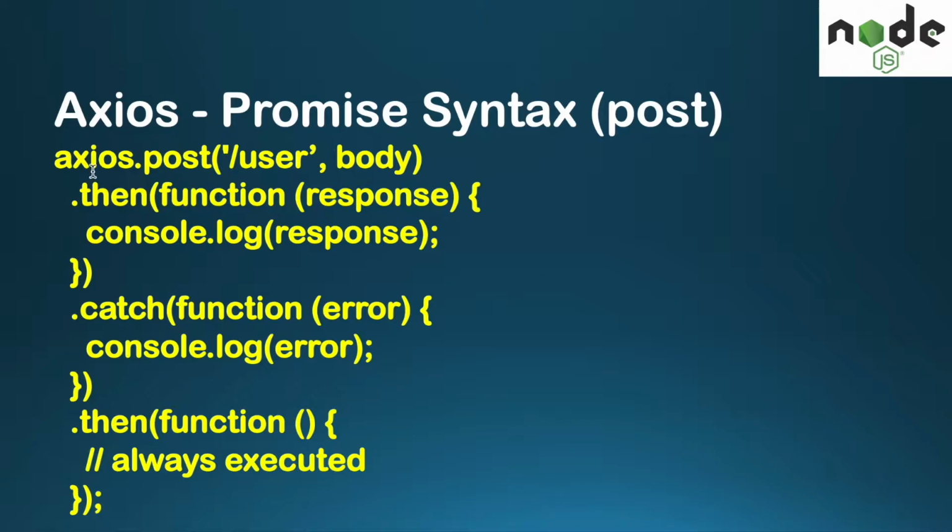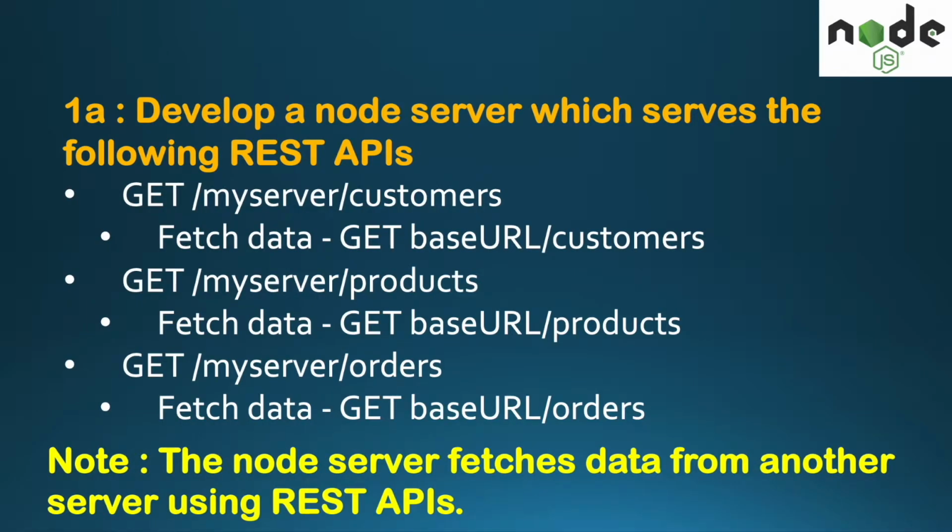Similarly, for a post, axios.post, the URL, the body that we want to post, and then the .then function response, then the catch function error, and then if we want to do anything which will always get executed. So let us do a few exercises using Axios, and the usage and the syntax will become much clearer.